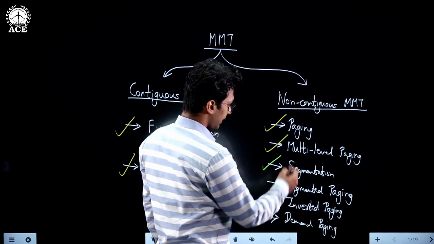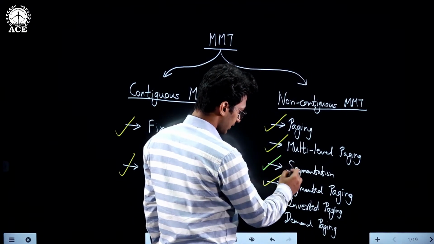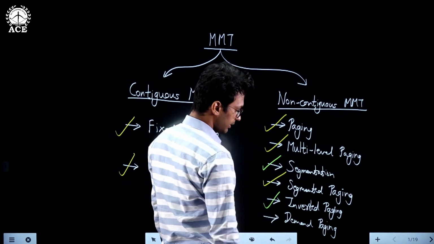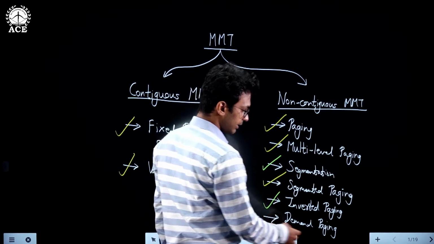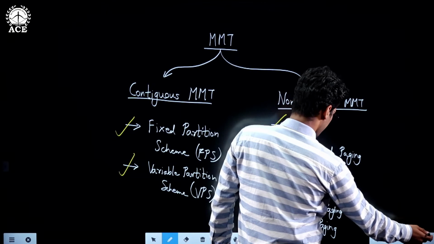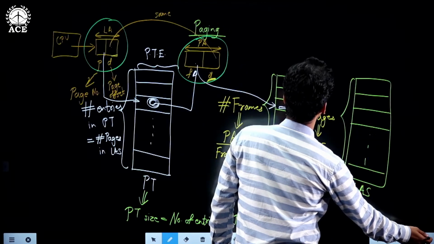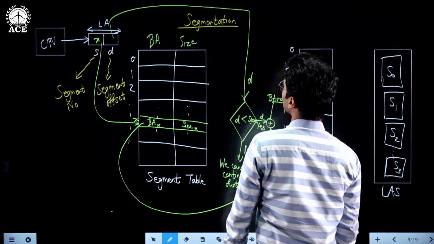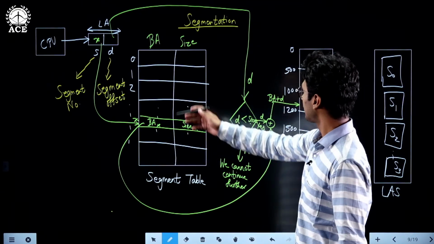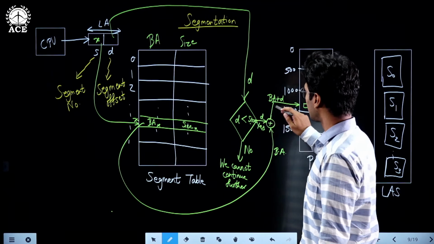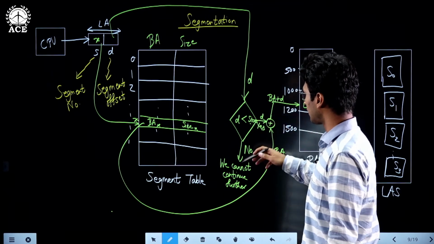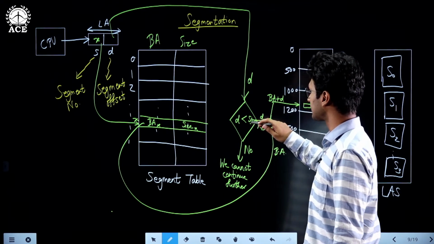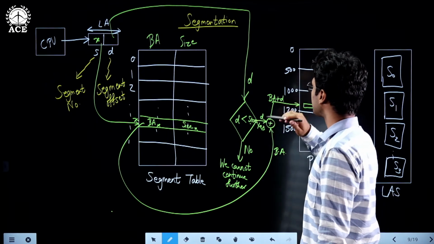See, paging done, multi-level paging done, segmentation, segmented paging done, inverted paging also done, demand paging is remaining. The segmented paging diagram is very important. And see in segmentation, if that size exceeds, then it traps to us, we cannot continue further. If that size doesn't exceed, we'll continue. Base address plus D.